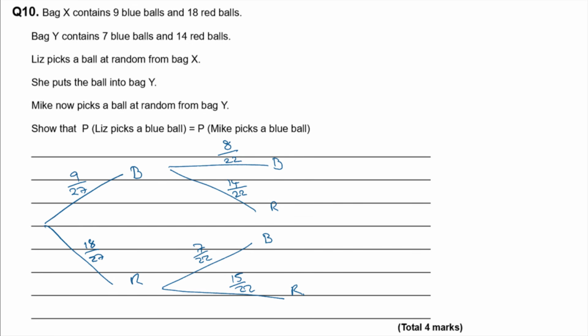So show that the probability that Liz picks a blue ball is equal to the probability of Mike picking a blue ball. So probability Liz picks blue, that's just the probability of blue on the first selection, isn't it? It's just probability of blue, which is this root here. Okay, and then that is 9 over 27.